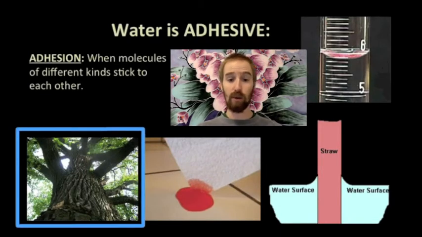Water absorbed by the roots of this tree sticks to the inside of hollow channels inside the tissue of the plant, and these water molecules are able to climb upwards from the roots to the leaves, keeping the leaves perky and able to conduct photosynthesis.